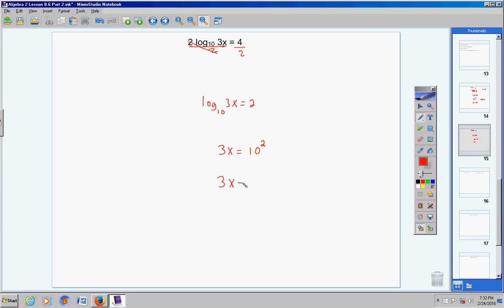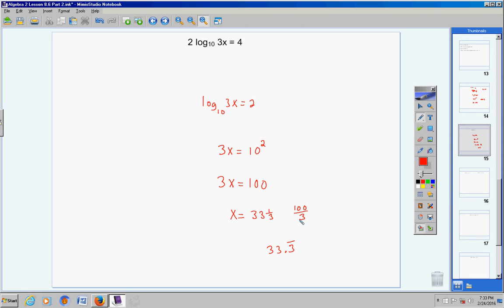So 3x equals 100. Now divide both sides by 3, and you can write 33 and a third if you want. You can write 100 over 3 if you want, or you can write 33.3 repeating. That's totally up to you. But no matter what you pick, do you see your argument has an x? Step 4, we have to check and make sure our argument is going to be positive.